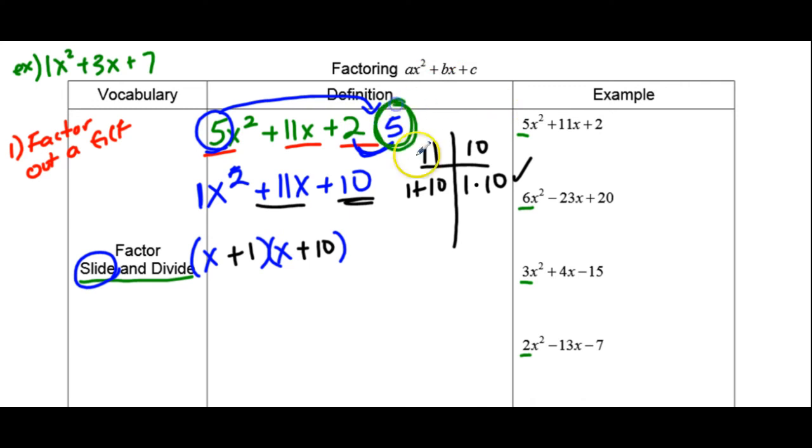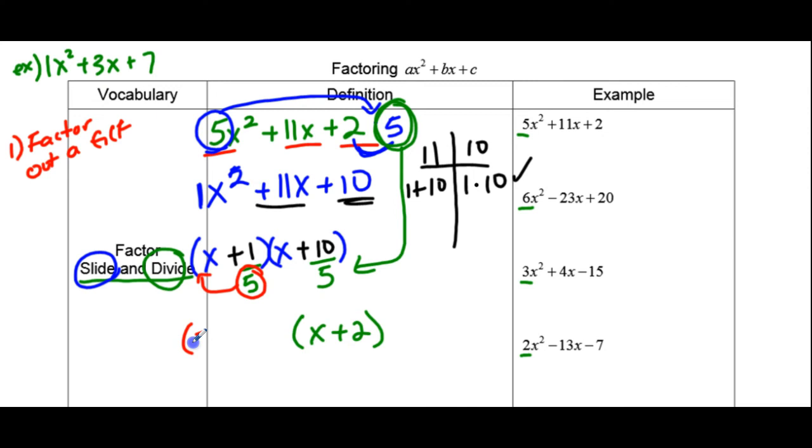And we're almost done. We take this 5, and now we're going to divide it into each term. Let's look at the right one first: x plus 10 over 5. 10 over 5 is the same thing as 2, so I'm just going to put x plus 2. Then x plus 1 over 5; 1 over 5 you can't simplify anymore. So you take this 5 and swing it to the front, and we have 5x plus 1. So we have our factored form.